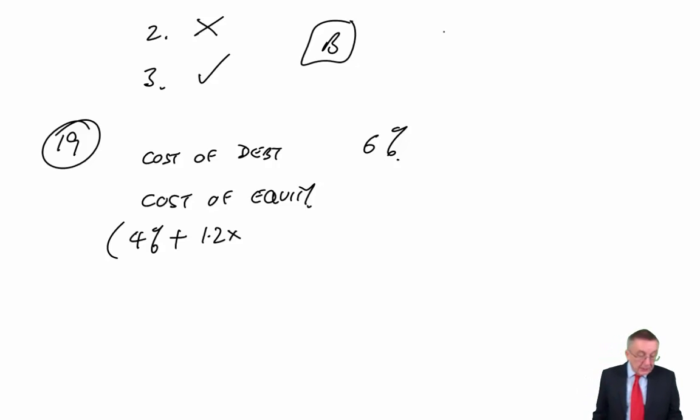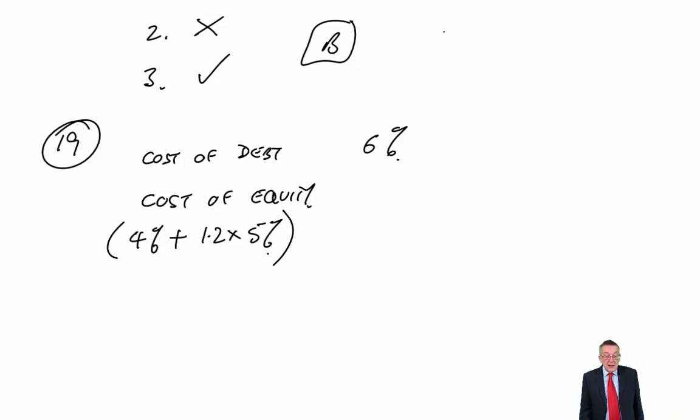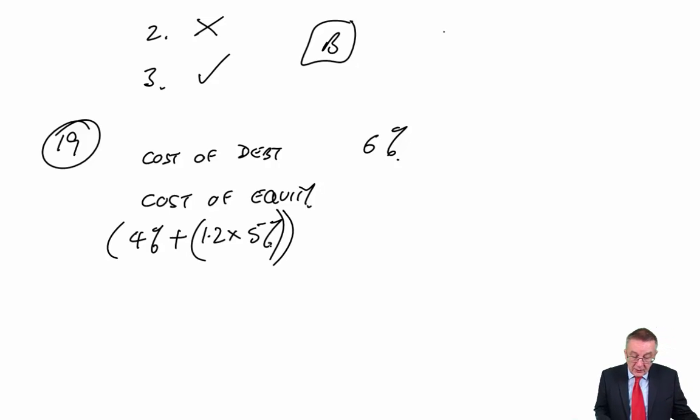They've told us the risk premium is 5%, and the risk premium is the excess of the market over the risk-free. It means the market would actually be giving 9%. So it's important to read carefully the way it's given. However, 1.2 times 5 is 6, plus 4 is 10. The cost of equity, therefore, is 10%.